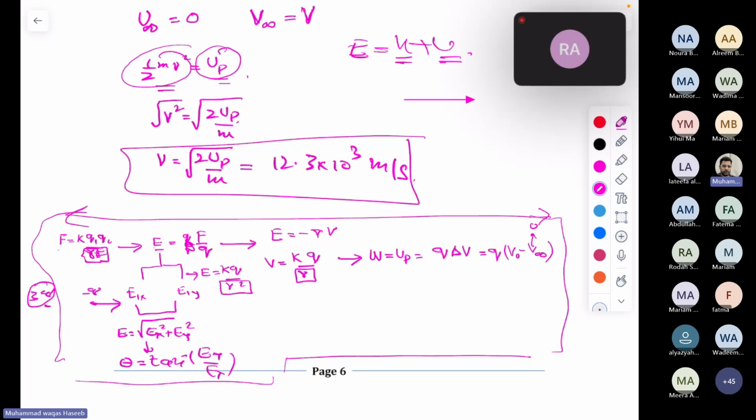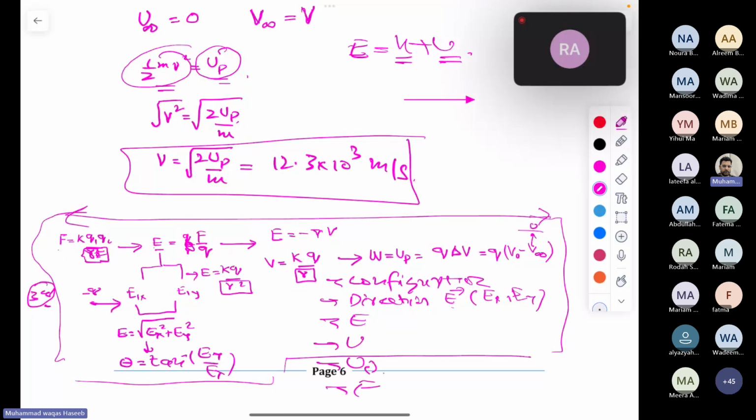So try to identify the configuration, in which direction your electric field vector is pointing out, calculate Ex, Ey, then calculate the electric field, potential, potential energy, and the force. This is all you have to calculate in this exam.